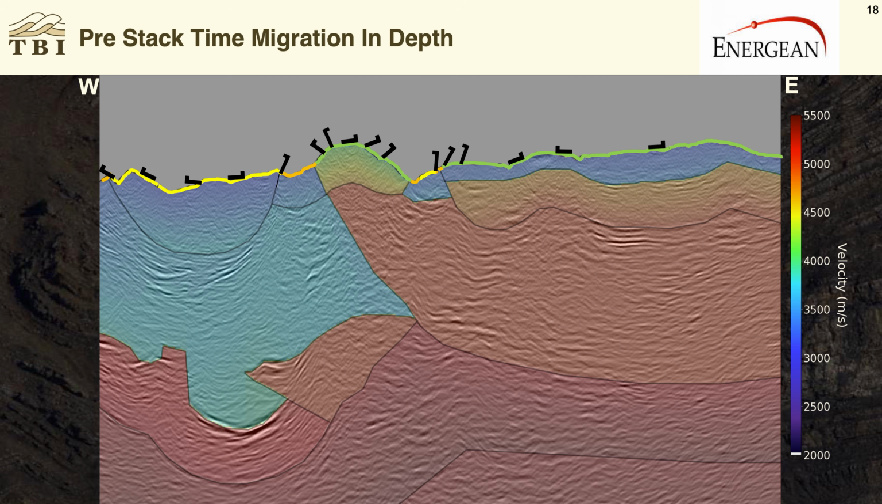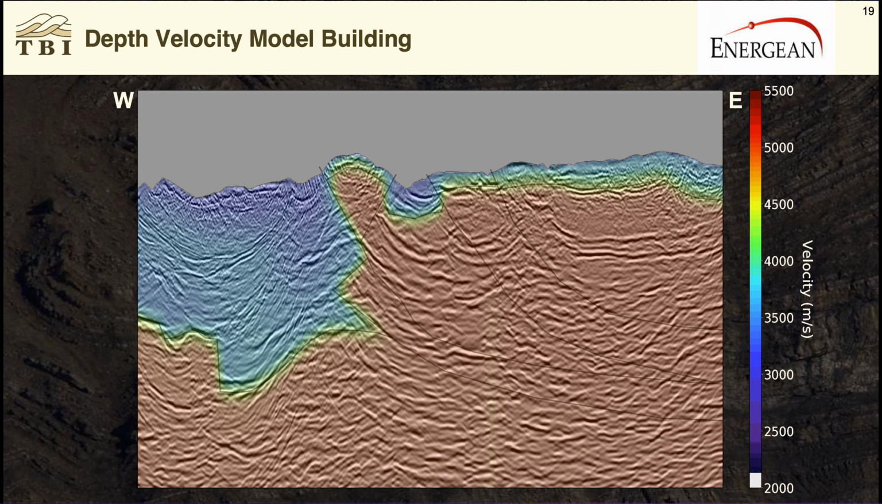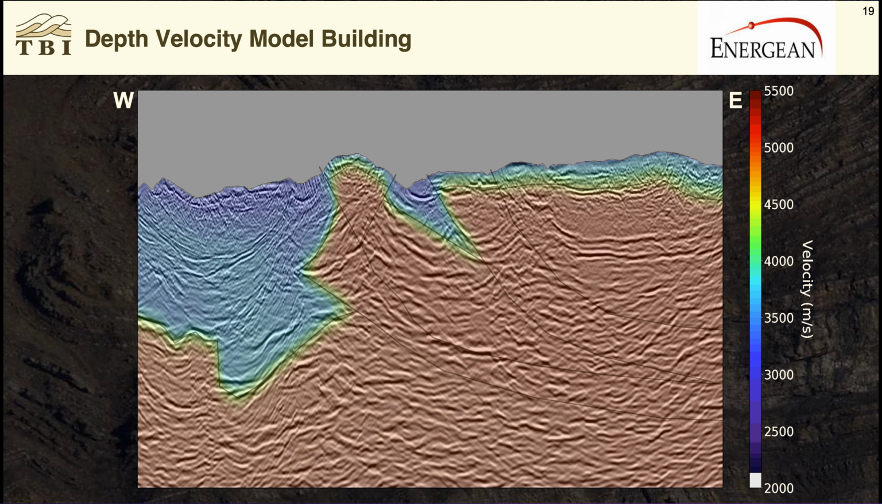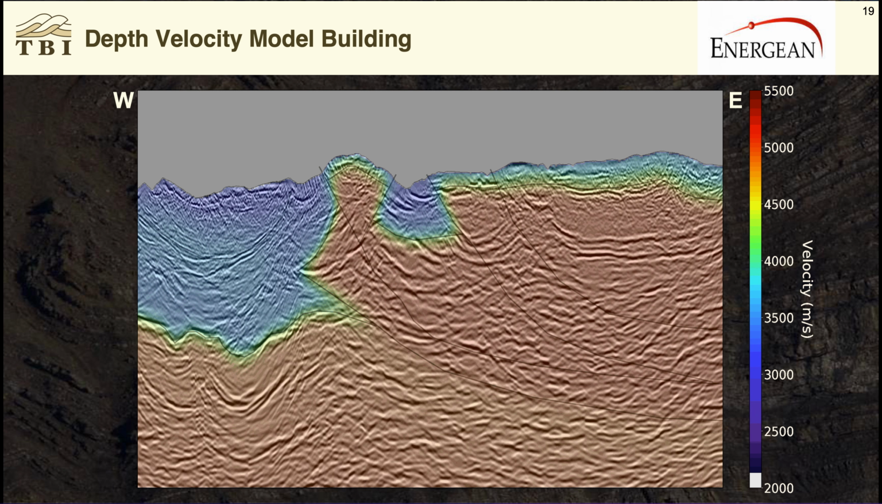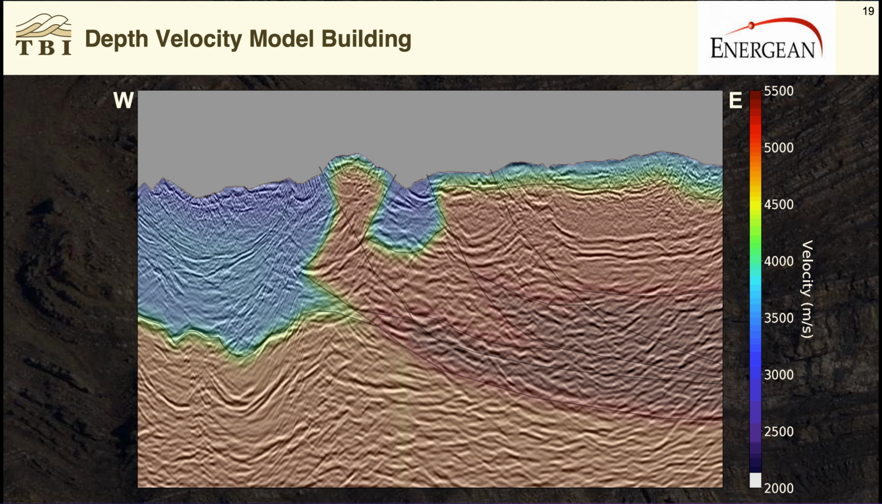After about 7 iterations on each line, pre-stack depth migration stacks were created and given to Energean for analysis. This is when we started trying out different interpretations. This next slide toggles through some of the intermediate velocity models so you get a feel for the types of interpretations that were being tested on this particular line.